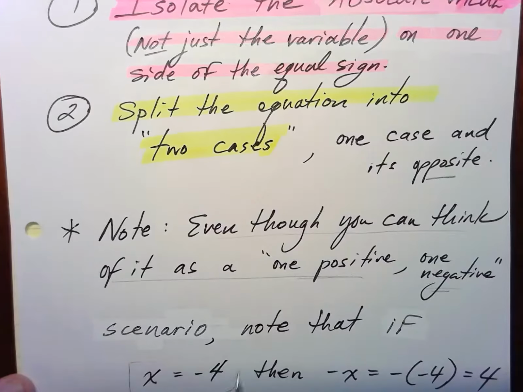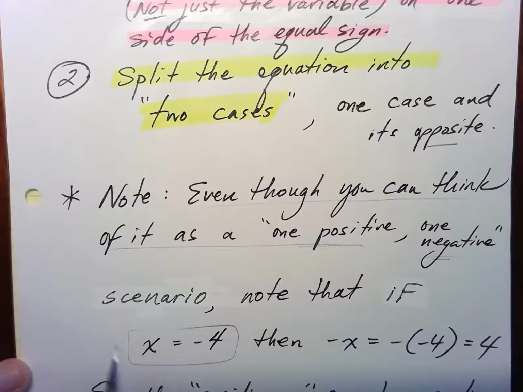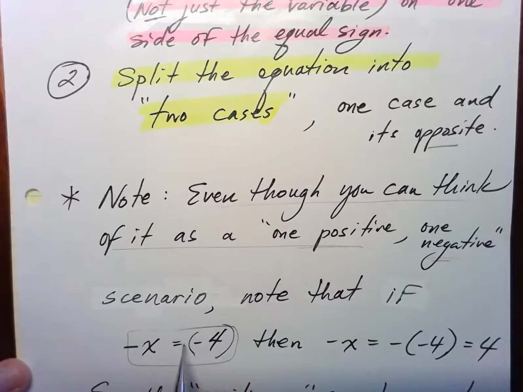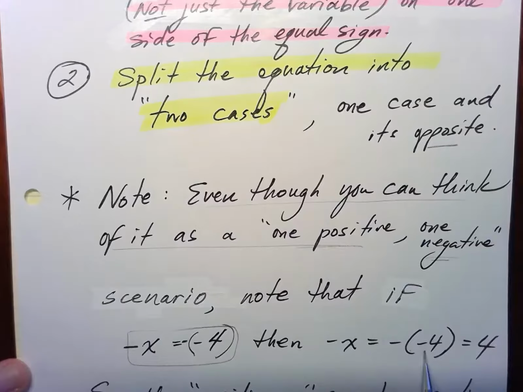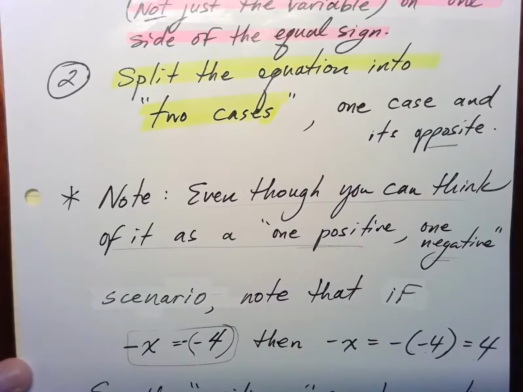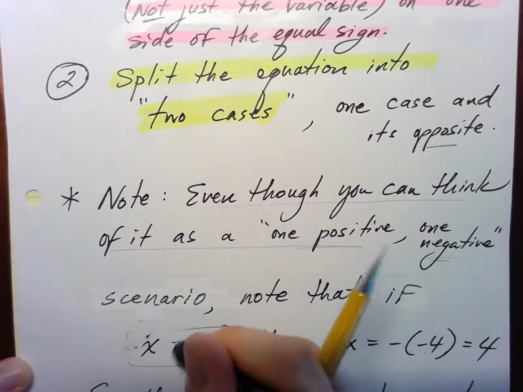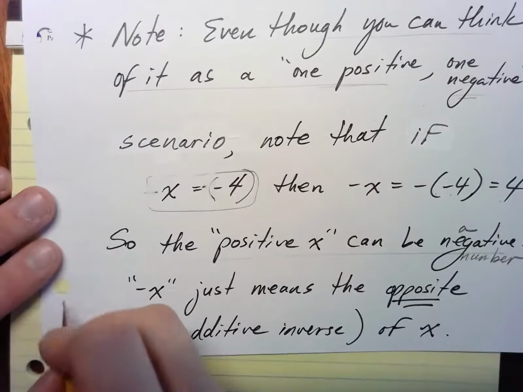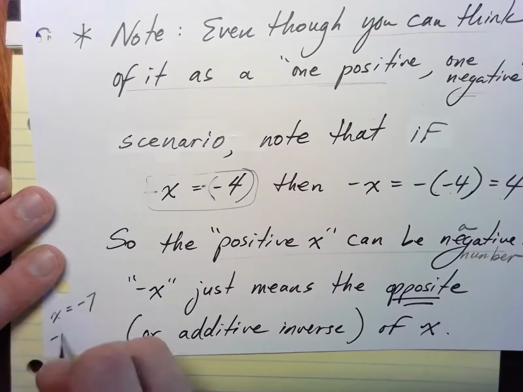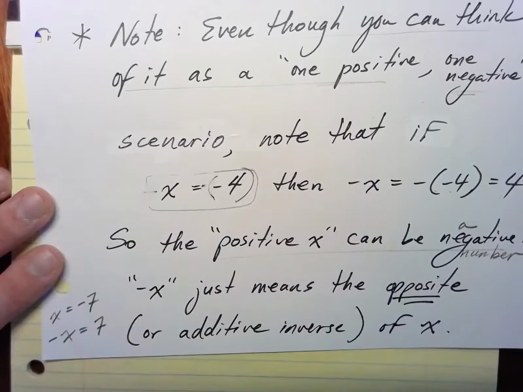note that what if x equals a negative 4? Well then, what would I get if I get a negative x? It would be a negative 4, right? Which would just be the positive 4. So the positive x may actually be a negative number. And I actually wrote that down here. The positive x can be a negative number. So in that case, negative x just means the opposite of x. Just like I said up there, if I had x equals, I don't know, negative 7, then negative x equals positive 7. See the difference? They're just opposites of each other.